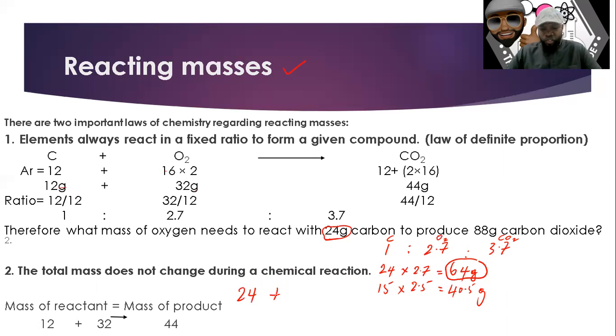24 plus 64. So my 64 plus 24 there will give me how much? 88 grams of carbon dioxide. Okay, and this is exactly what I've got there. I've got 88 grams of carbon dioxide produced. So when I react 24 grams of carbon with 64 grams of oxygen molecule, it produces 88 grams of carbon dioxide.